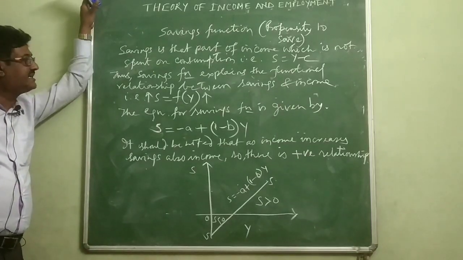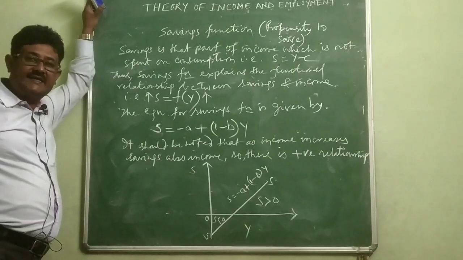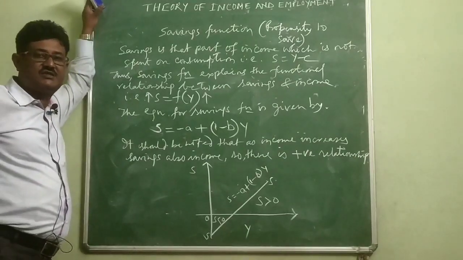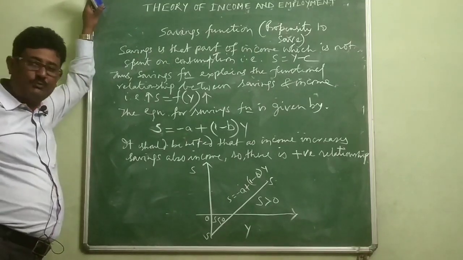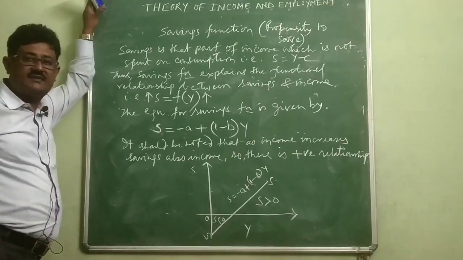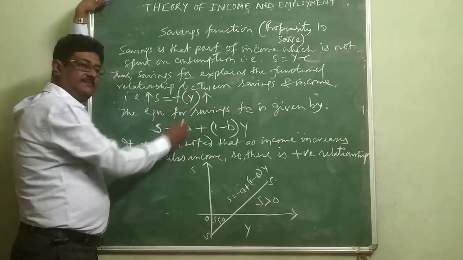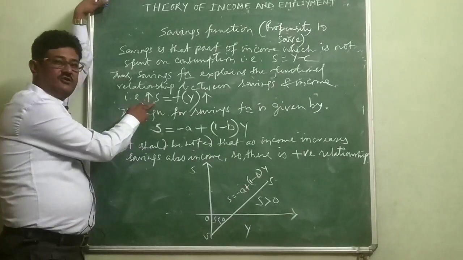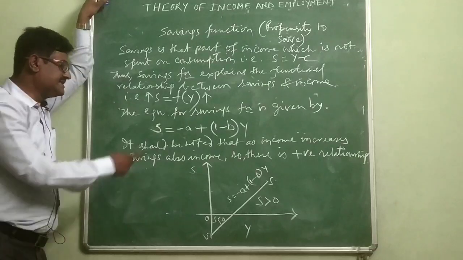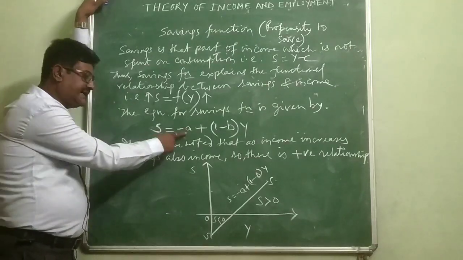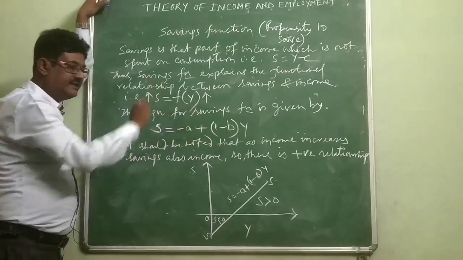So from here we can come to the concept of savings function. Savings function explains the functional relationship that exists between savings and income. You must remember that there exists a direct relationship between savings and income. That is, as income increases, savings also increases. The equation for savings function is given by S is equal to minus A plus (1 minus B) whole into Y.